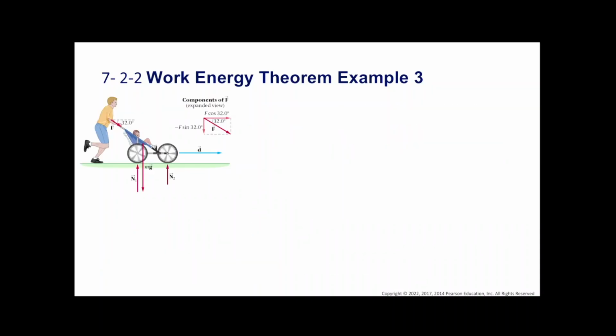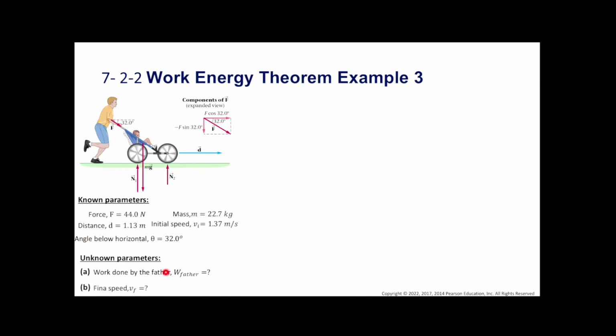Now let's do the calculation. These are the known parameters. We are given this force and the distance d, the mass, the initial speed, and the angle theta, which is 32 degrees. In part A we have to find the work done by the father and the final speed. Now let's find the work done by the father.